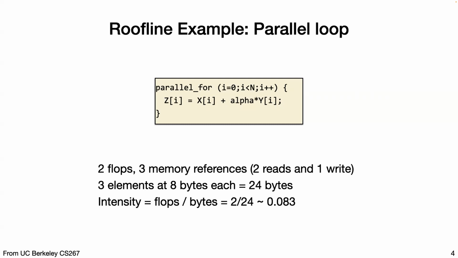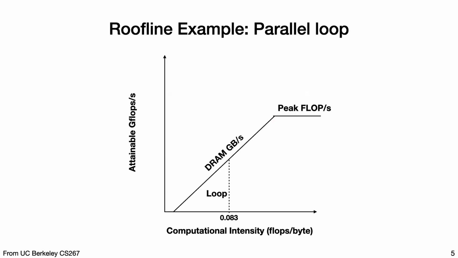And so the way that you calculate your intensity is that you have two flops per operation, addition and multiplication, and there are 3 memory references to X, Y, and Z, 2 reads and 1 write. If they're 8-byte elements, 3 elements at 8 bytes each is 24 bytes. So you have 2 flops and 24 bytes. Intensity is flops over bytes, and that's about 0.08. So the intensity is very low for this very simple element-wise addition, and it would probably be on the memory bound side of the roofline.